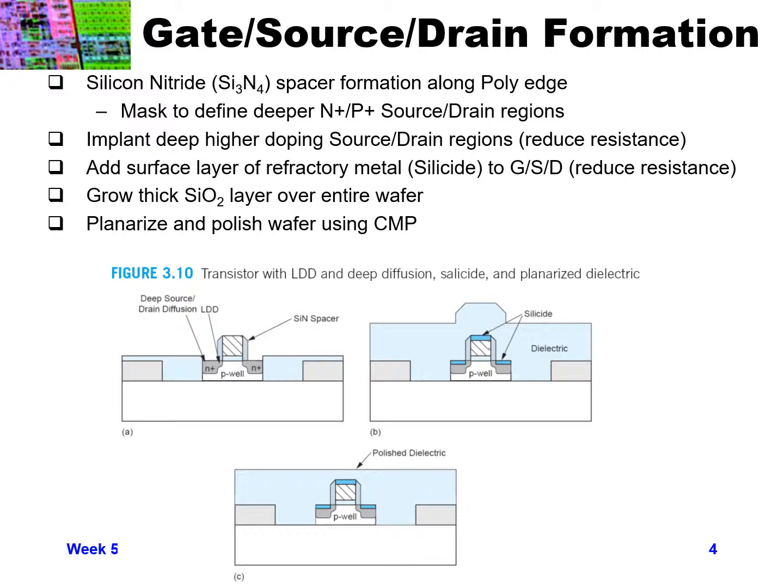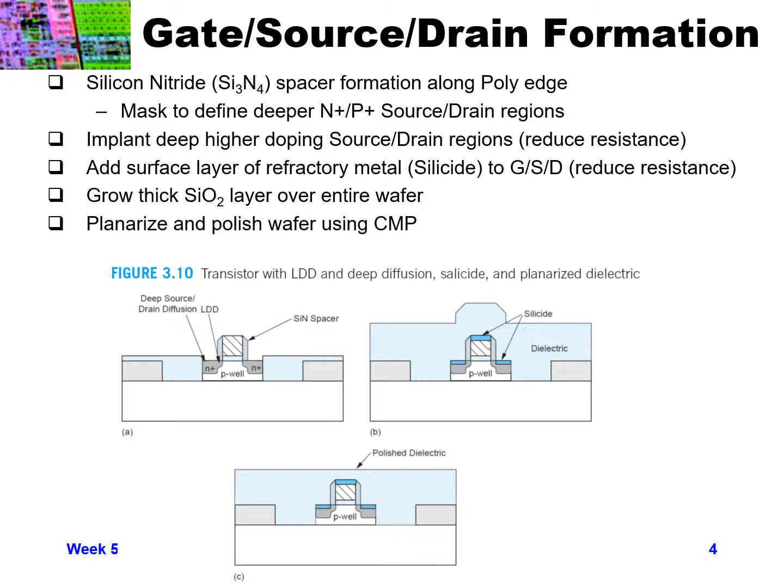After we've done that implant, in step B you can see they add a surface layer of silicide, basically a refractory metal, to the top of the source, the drain, and the gate. They react with the existing silicon there to produce the silicide, and this further reduces the resistance of all three of those regions, thus improving performance. Lower resistance in general is always better, and so that silicide layer will give us lower resistance in our gate and source and drain.